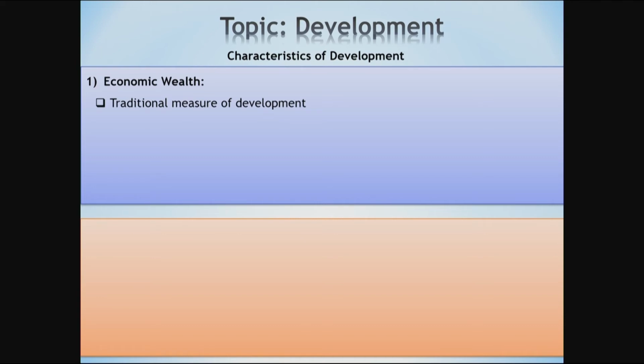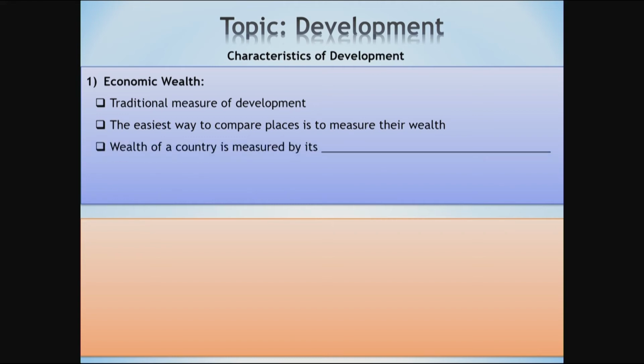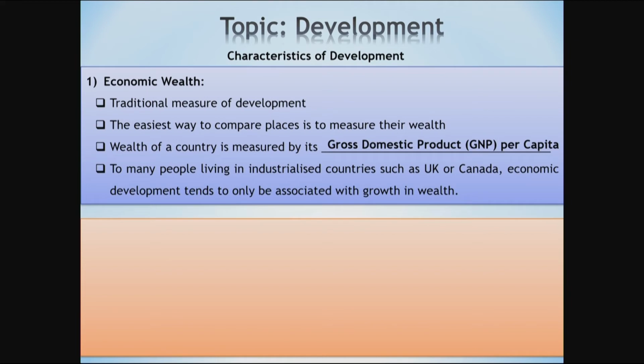Economic wealth is the traditional measure of development. We see economic wealth as the easiest way to compare places, by measuring their wealth. And wealth of a country is measured by its, somebody? Yes, okay, so gross domestic product per capita, or your GNP per capita. Very good. To many people living in industrialized countries such as the UK or Canada, economic development tends to only be associated with growth in wealth. Now, the disadvantage of GNP or GDP, however, is that it does not show differences in wealth between people and places in a country.